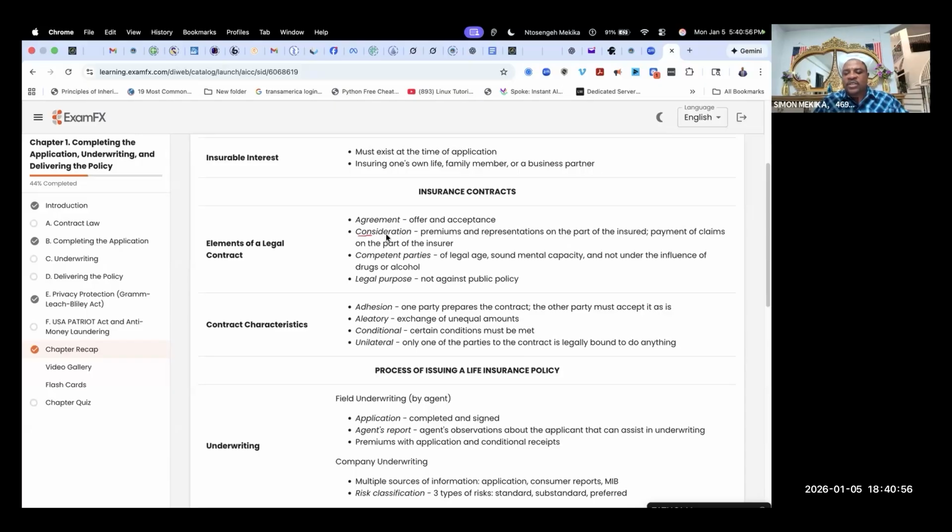There must be what? Consideration. So you pay the premium, and you also tell your story, or you answer the questions. We call that representation. You make representations. Those are the answers that you are giving to the questions that the agent will be asking you, and the agent in this case can be referred to as either the producer or the agent.